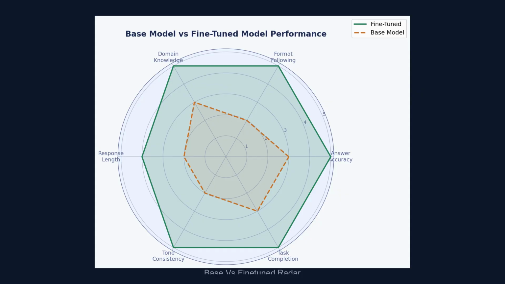Notice which axes show the largest gains. Domain knowledge and answer accuracy tend to improve most dramatically with fine-tuning on a specific task, because that's exactly what you're teaching the model. Axes like tone consistency and task completion improve because the model has learned your output contract. If you see an axis where the fine-tuned model regresses relative to the base, that's worth investigating. It might indicate that your training data was inadvertently teaching the model something you didn't intend.